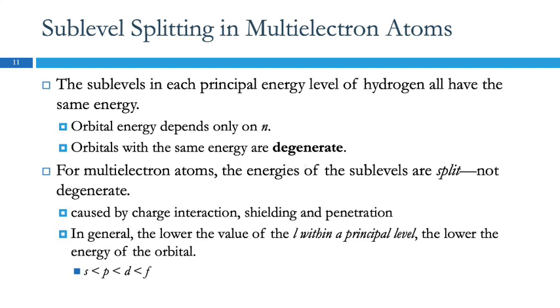In multi-electron atoms, which is everything but hydrogen, the energy of the sublevels gets split. They're not degenerate. And this is caused by charge interactions, by shielding, and by penetration. So in general, we can say within a given principal level, the order of energy is s, p, d, and f. But things get kind of confusing other than that.